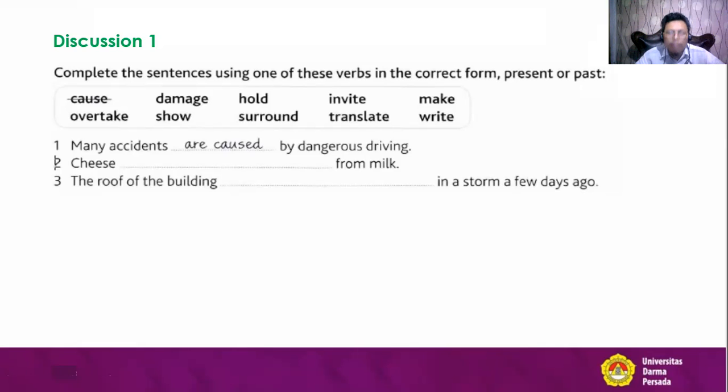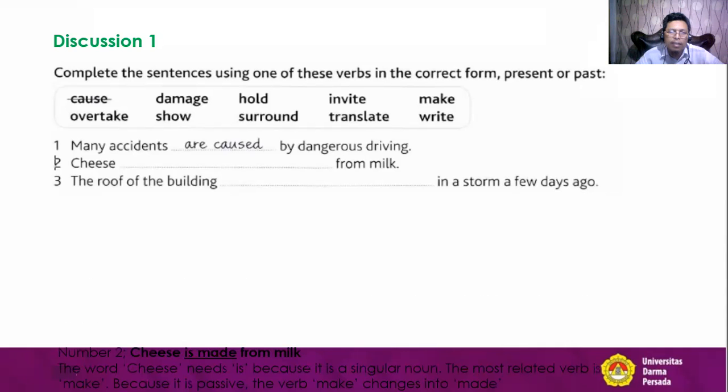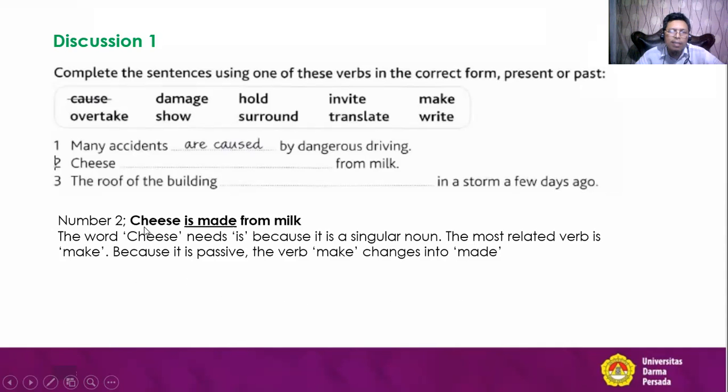What are the answers of items 2 and 3? In number 2, the answer is cheese is made from milk. The word cheese needs is, because it is a singular noun. And then the most related verb is make. Because it is passive, the verb make changes into made. So we have is and then made. So the correct answer is cheese is made from milk.